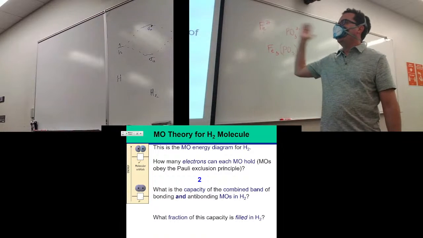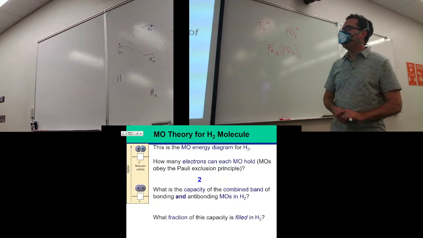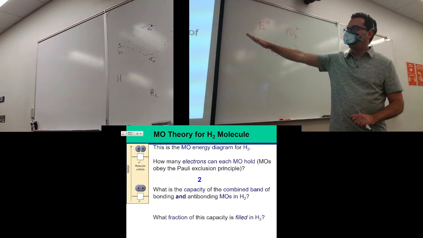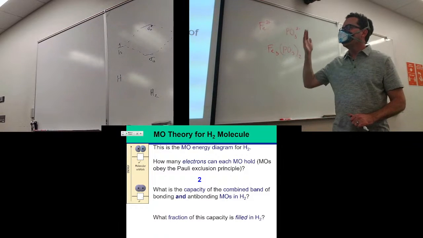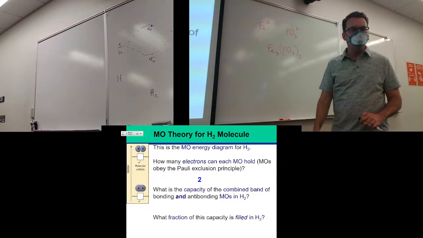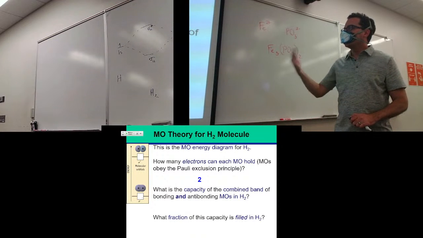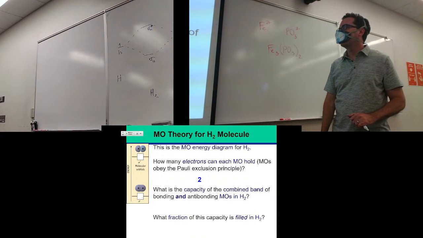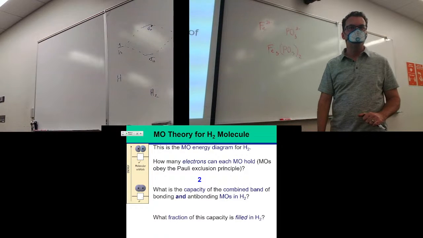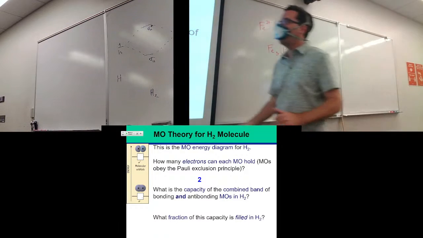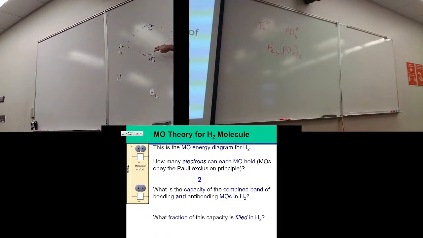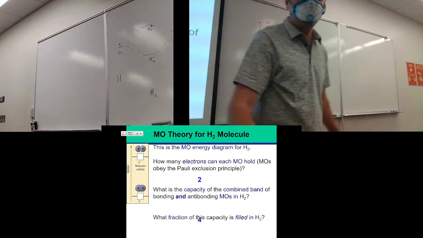What is the capacity of the combined, and I'm going to use the word band here, but just think of it as, if I add up all of the new molecular orbitals I've made, what is the capacity for electrons for these molecular orbitals? How many? 4. I can hold 4 total electrons. I can put 2 here and 2 here. That's how many I could possibly fit.